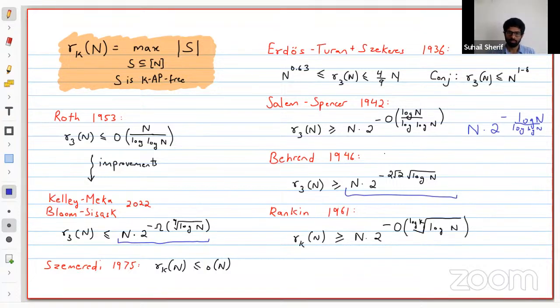So this is the background for the combinatorial part, as far as arithmetic progressions are concerned. And we'll be taking a closer look at this construction of Behrend, which will be important to us later on. But before that, does anybody have any questions? Feel free to interrupt me. Any doubts or clarifications?